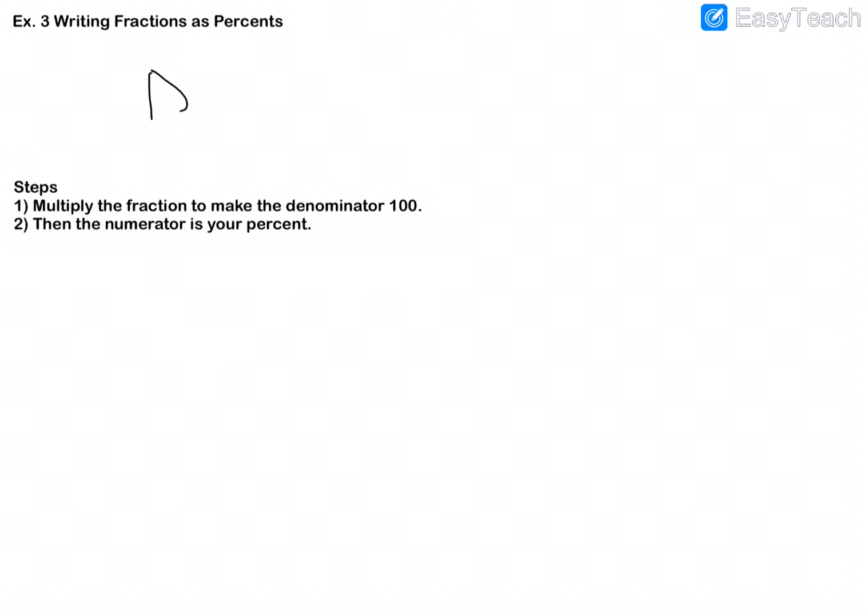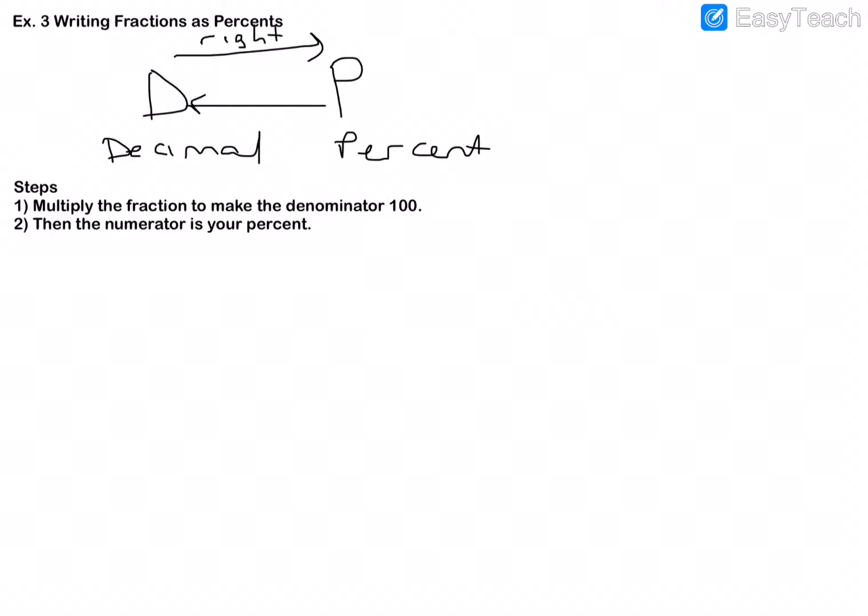So think of D for decimal. That is a D. It's hard to write with a stylus, I apologize. And here is P for percent. If I'm going from decimal to percent, I move my decimal place to the right. If I'm going from percent to decimal, I'm moving my decimal point to the left. Okay, that's something that you can put on your notes to maybe make a little reminder.